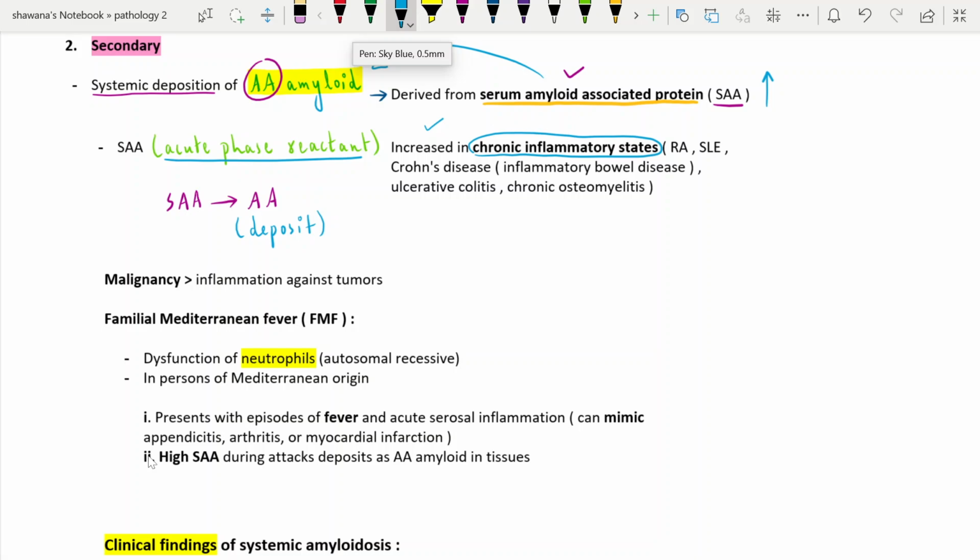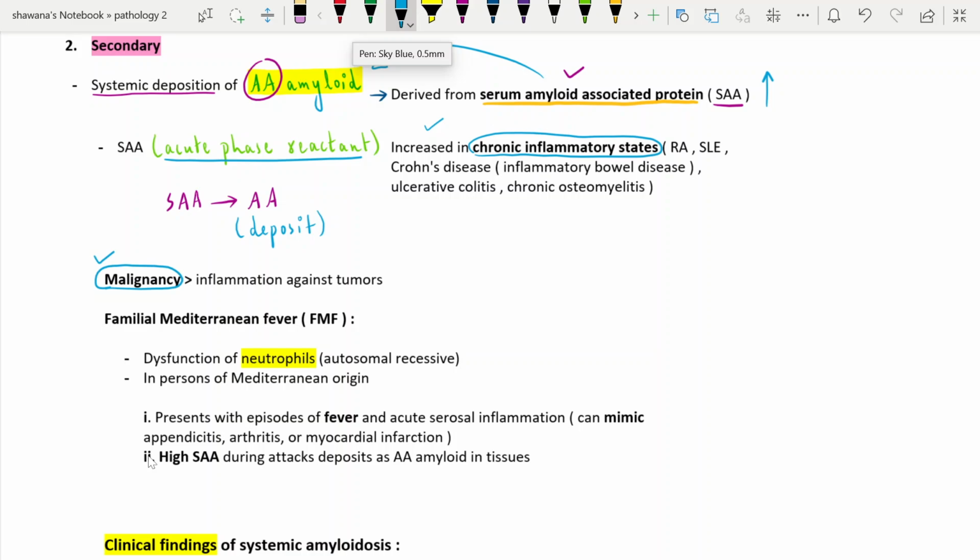The second case in which the acute phase reactant, serum amyloid protein, is increased is malignancy. In malignancy, there is a concept that when there are tumors, there is inflammation going on against those tumors. It means that cells are trying to protect our body from those tumors. So there is inflammation going on between the WBCs and the tumor cells.